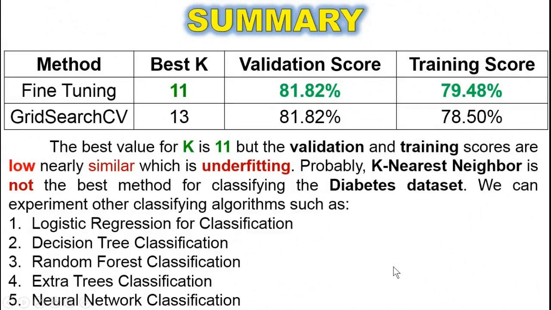This is the summary finding the best k value of K-Nearest Neighbor classification for the diabetes dataset. The best value for k is 11, but the validation and training scores are low, nearly similar, which is underfitting. Probably, K-Nearest Neighbor is not the best method for classifying the diabetes dataset. We can experiment with other classifying algorithms such as logistic regression, decision tree, random forest, extra trees, neural network, to name but a few.